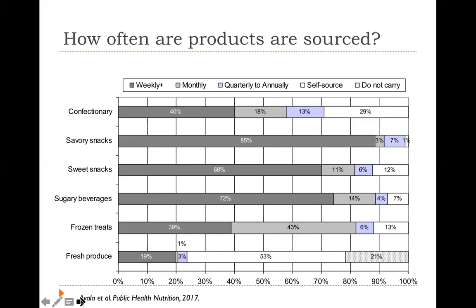In terms of the other 5 categories, having a distributor is much more common, and self-sourcing is less common. Particularly for savory snacks and sugary beverages, you see distributors are in the store weekly or more often than that. Next slide, please.